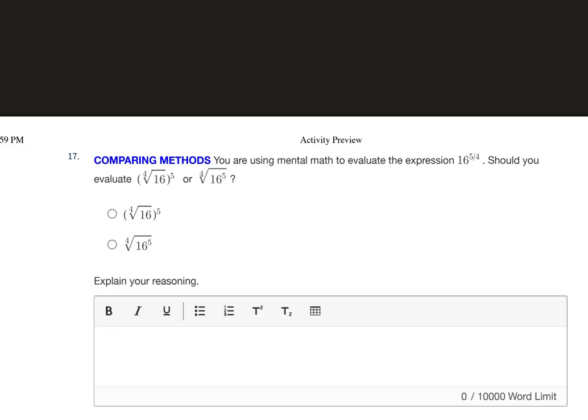Using mental math for this thing, should you look at that or that? Now, if you're using specifically mental math, I'm going to choose this one, because what that would look like is I can take the 4th root of 16, which is 2, and then raise it to the 5th power. If you chose to do this one for mental math, you're going to have to do the 4th root of whatever 16 to the 5th power is.